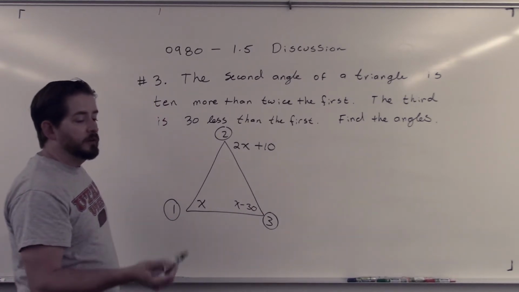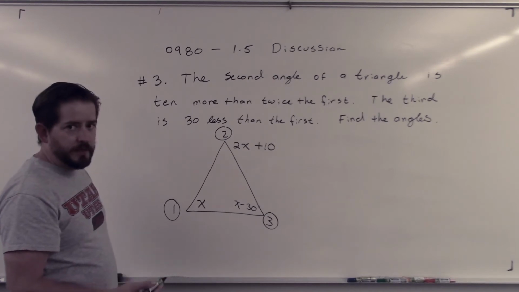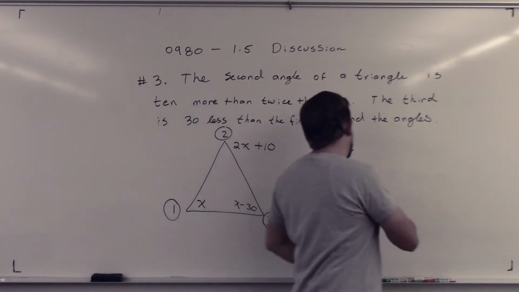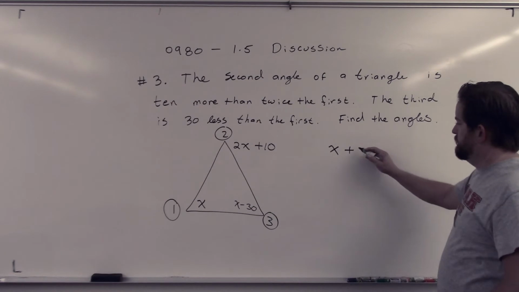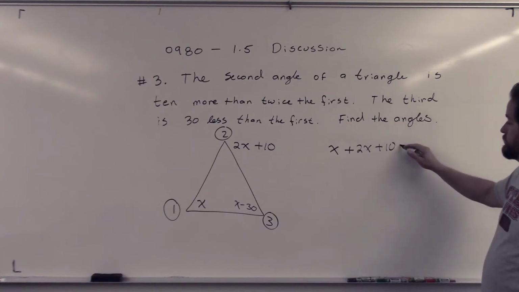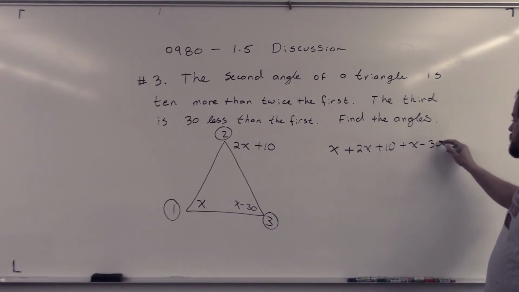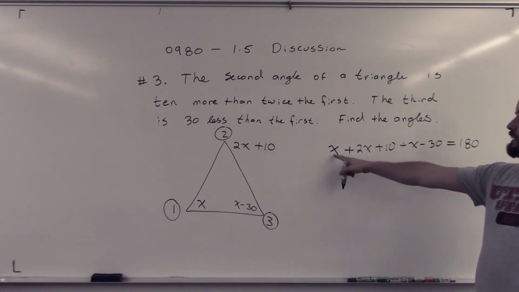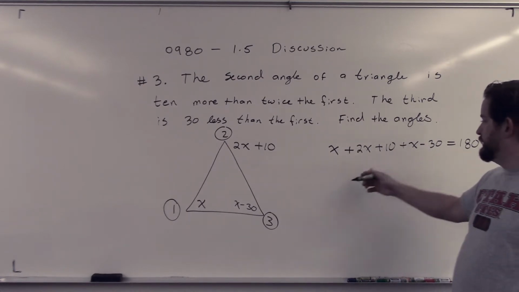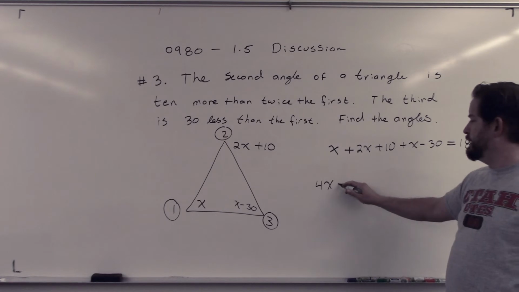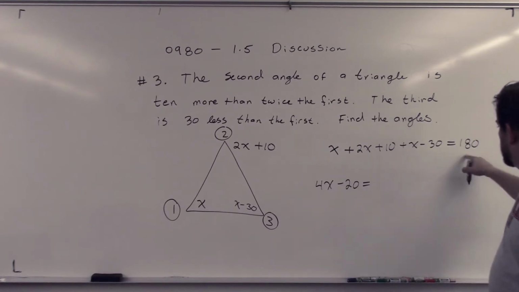Now, I also need to know that the sum of these three angles is going to be 180, and that creates my equation. So angle 1 is x, plus angle 2, which is 2x plus 10, plus angle 3, which is x minus 30, equals 180. And I have an equation. So I can simplify this. On the left-hand side, I have x plus 2 more plus another one, so that's 4x altogether. Then I have plus 10 minus 30, that's minus 20. And that equals 180.